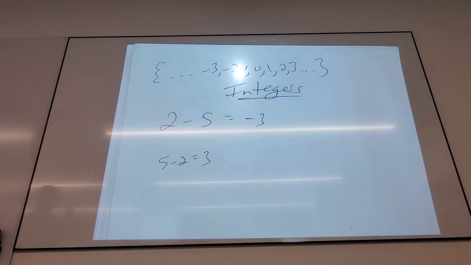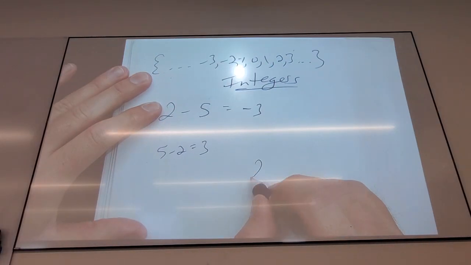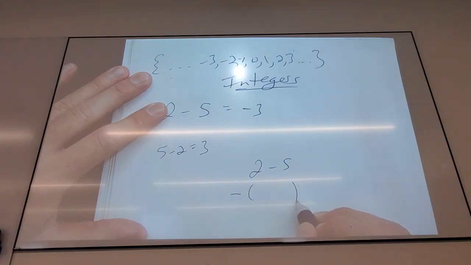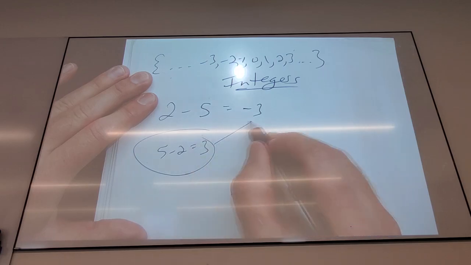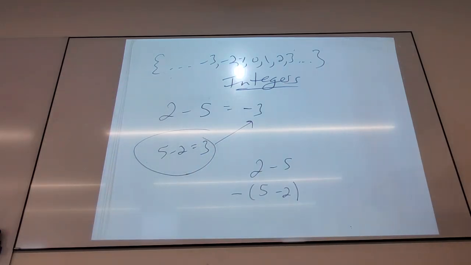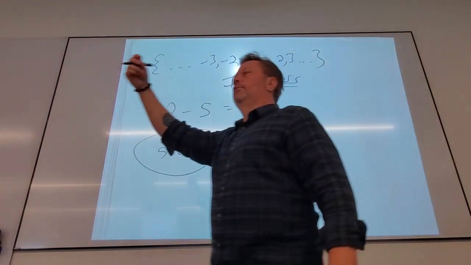There's a mathematical way to look at this. Believe it or not, if I take 2 minus 5 and I factor a negative out, the negative 5 becomes positive and the 2 becomes negative. So that's exactly what we did, yes? We did 5 minus 2 and then we made the answer negative.